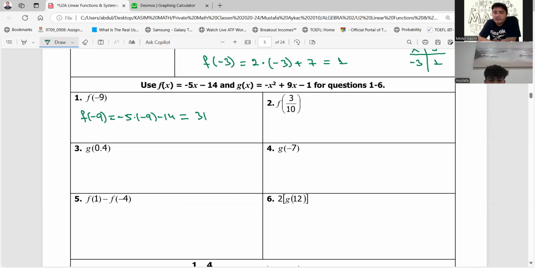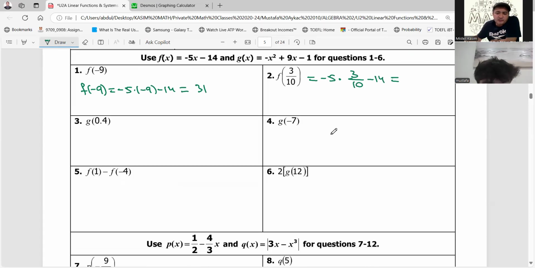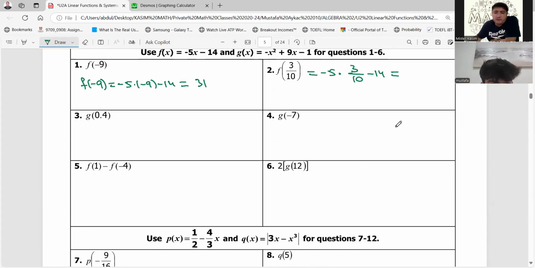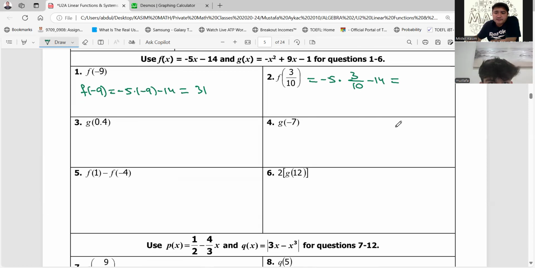Now let's do f of 3 over 9, -5 times x. That is 3 over 9 minus 14. Can you simplify this, Mustafa? And try to do this question without using a calculator. If it is weird functions, then we will use a calculator, okay? After all, we are doing here a mental exercise.